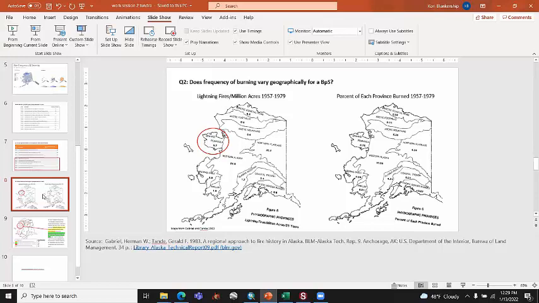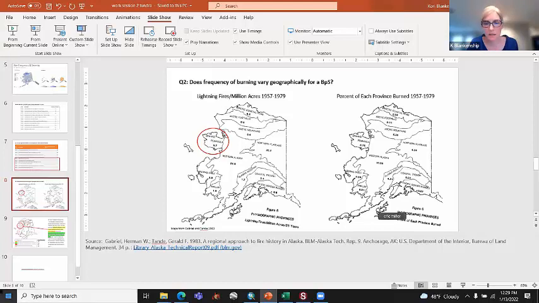Some of those pixels that you showed in ArcGIS looked like they did show up in the Arctic coastal plain, but most of them were over in the Seward Peninsula, and the fire regimes there are very, very different. Thank you for that. I'm trying to get my participants.